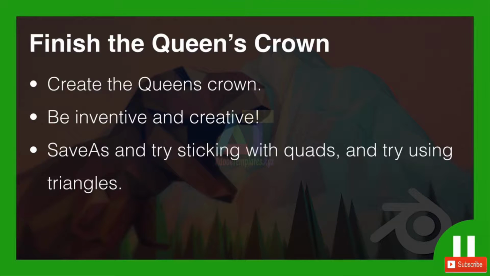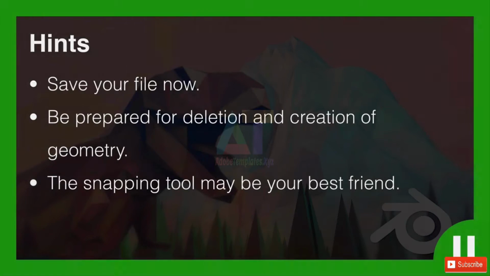Okay guys, it's challenge time. I'd like you to finish the Queen's crown. So we're going to be creating the Queen's crown. I'd like you to be inventive and creative. Go a bit wild with it, if you will. Remember to keep it simple as the rest of the model is. If you make the crown too complex, it will look out of place. I do suggest you save as and try sticking with quads, and also try using triangles as well and see the results that you can get with them.